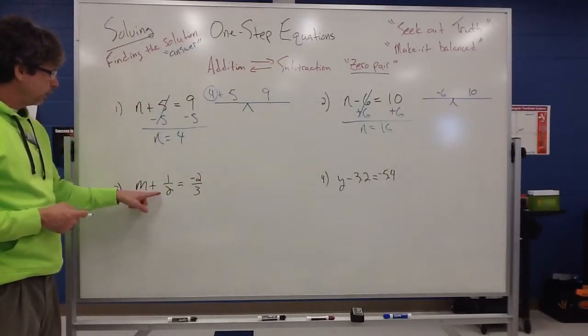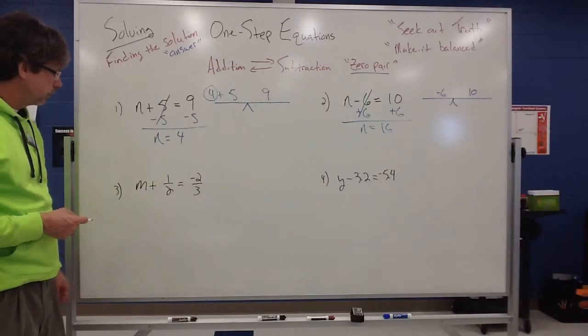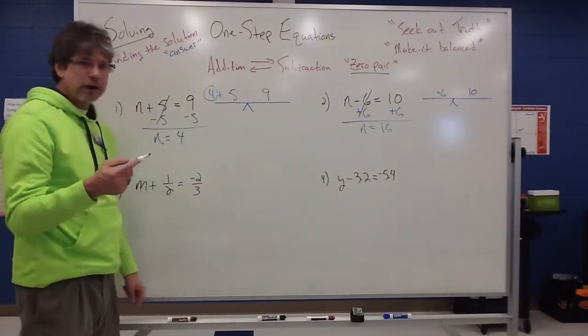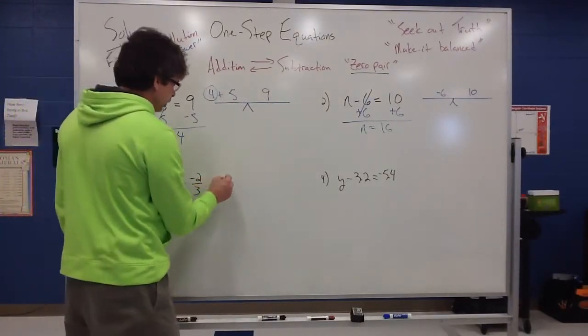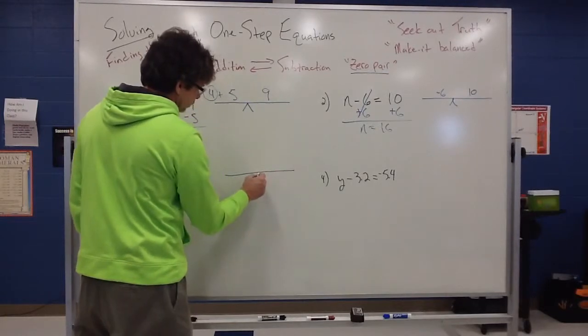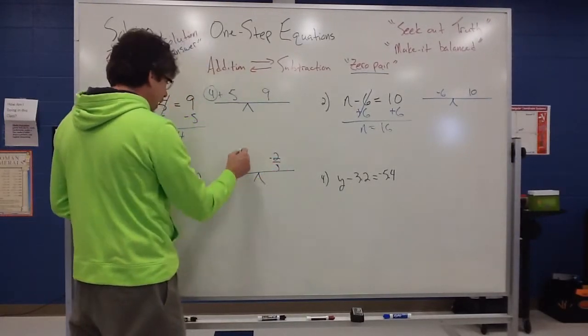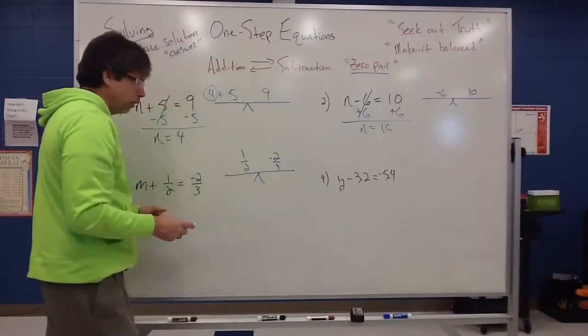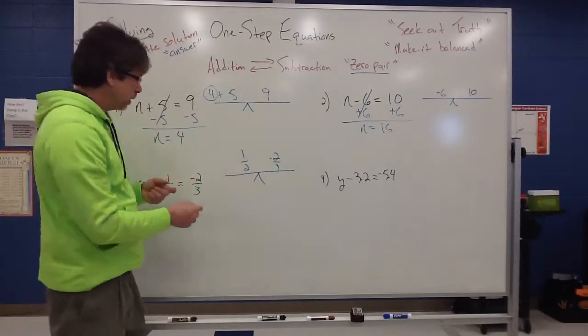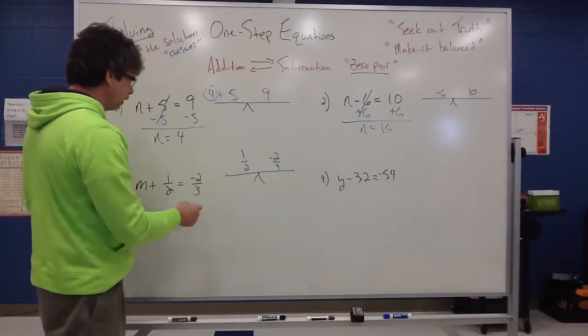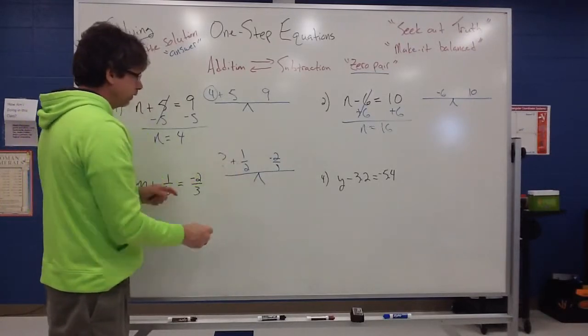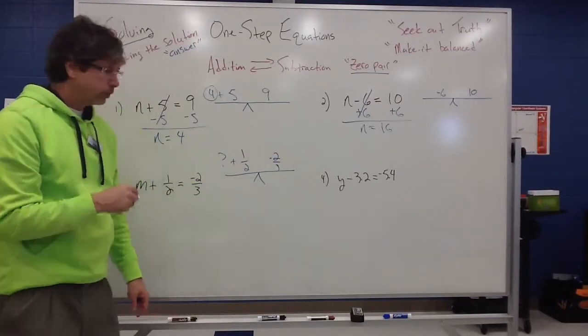I have some number plus a half equals negative 2/3. Now we're like, whoa, fractions. This is a little bit more challenging. So I have a negative 2/3 over here. I've got a half over here. Well, that's not balanced right now. So what I'm trying to do is figure out what can I put over here, add to a half, that's going to give me a negative 2/3.